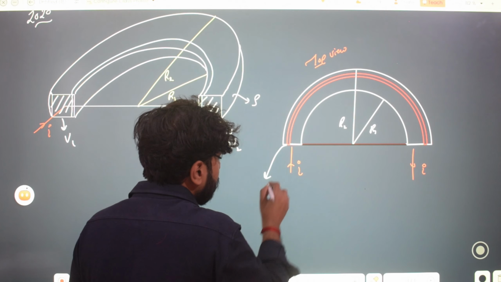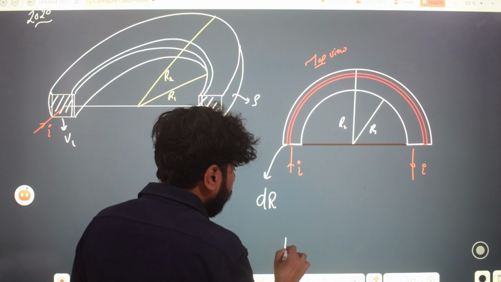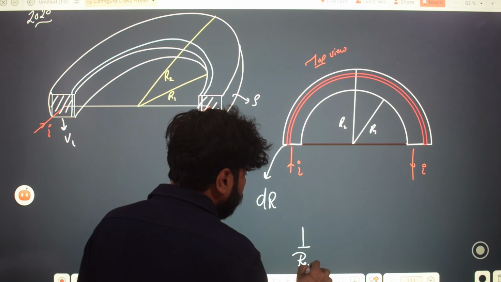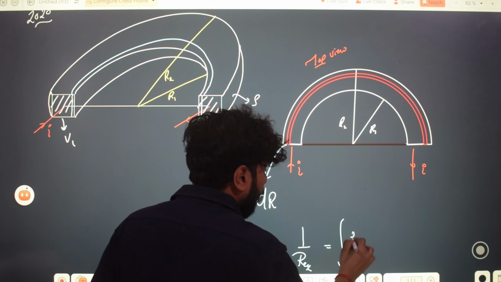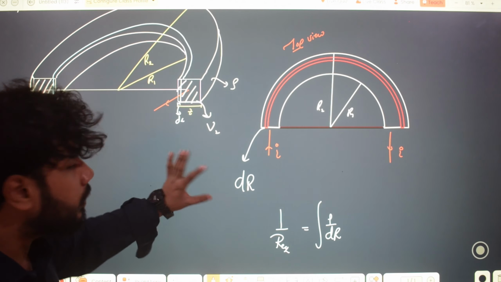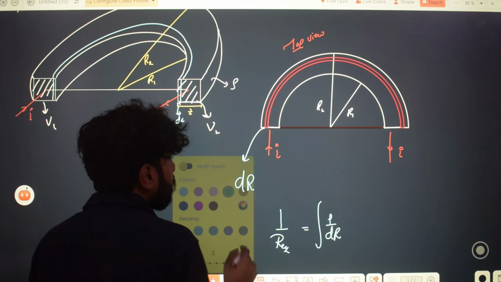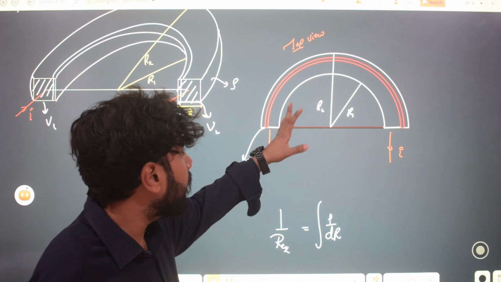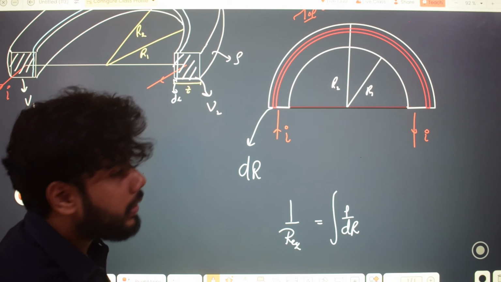Let's say the resistance of this element is dR. To calculate the total equivalent resistance, what I need to do is integrate 1 by dR, because all the elements are in parallel. So let's calculate how we can get the resistance. In this question, you have to assume that current is uniformly divided, or it is flowing radially. Then you can solve this question; otherwise it will be difficult to solve.